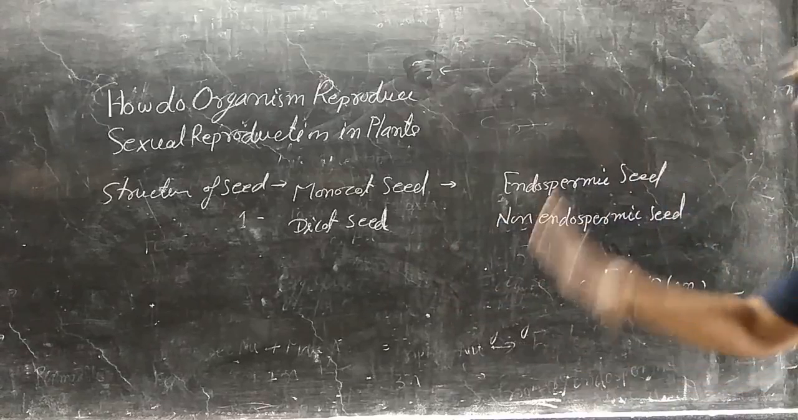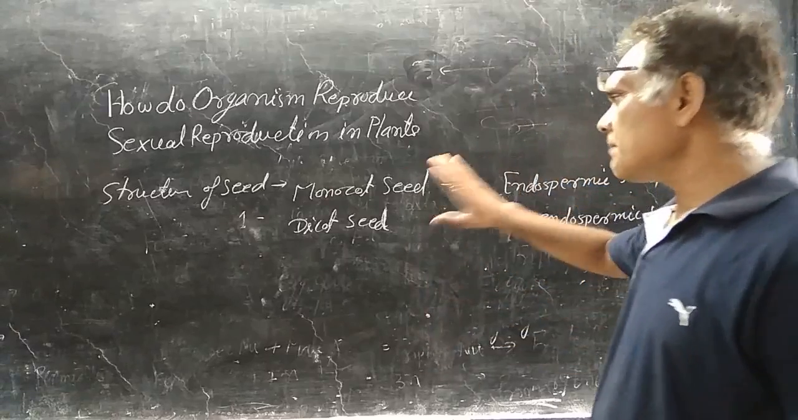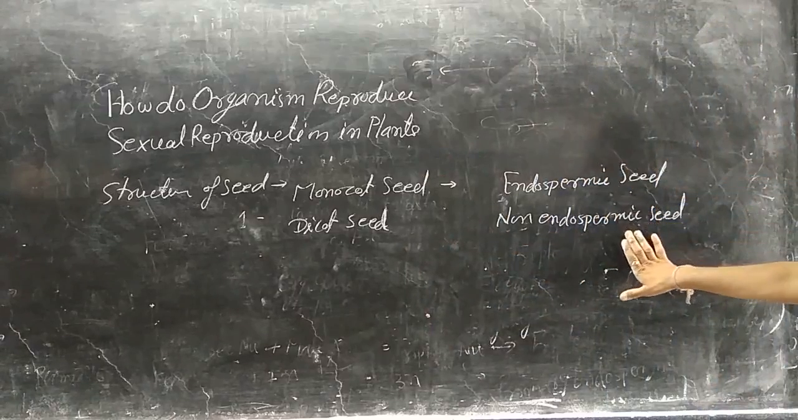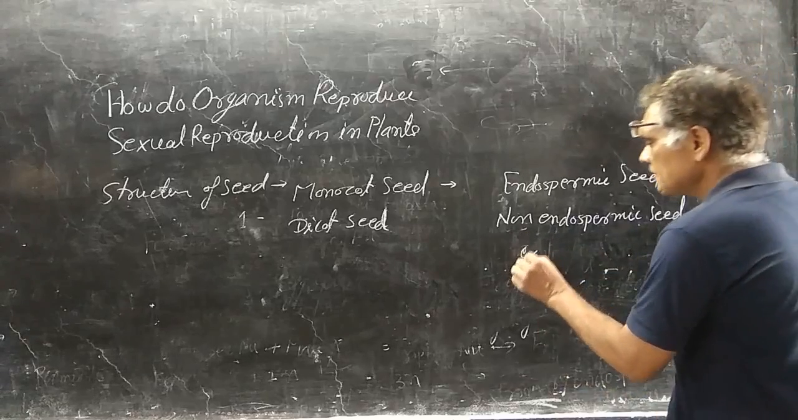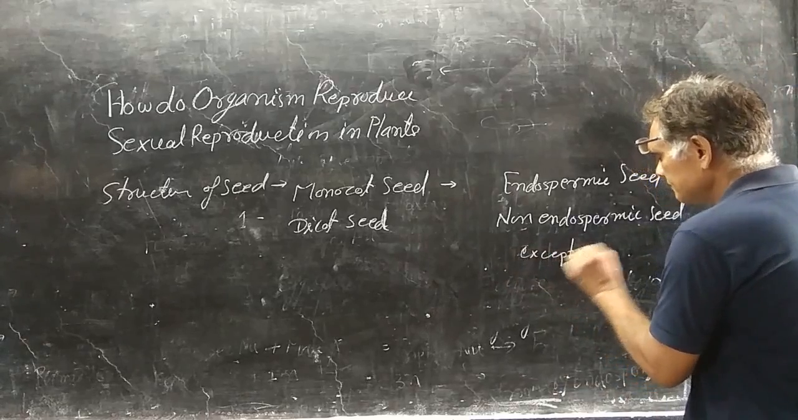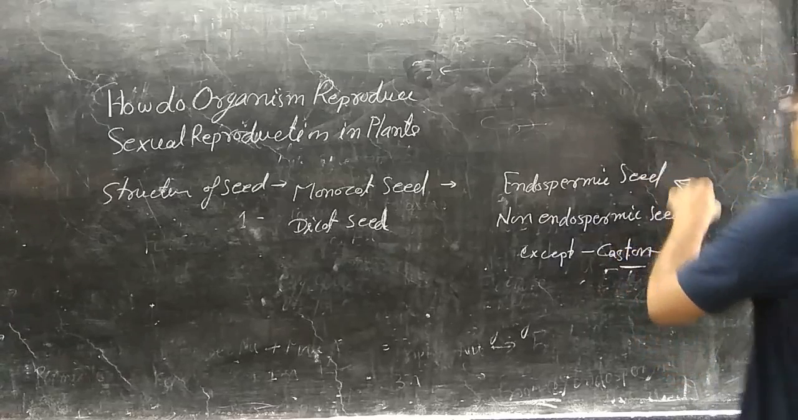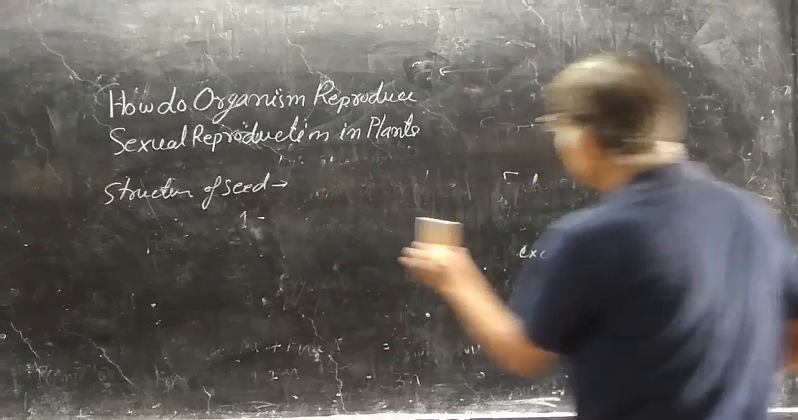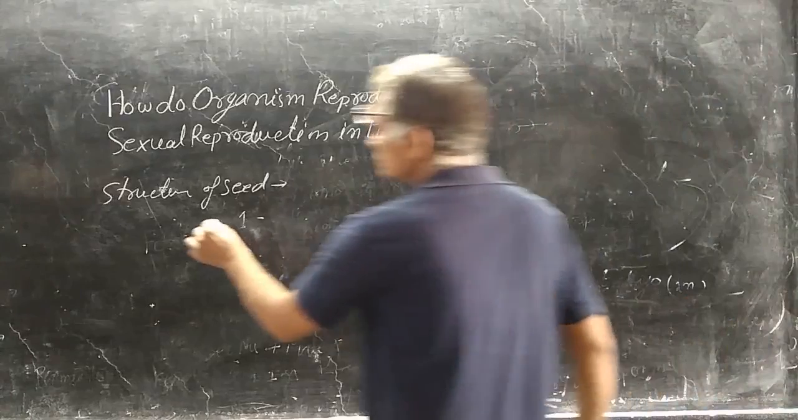Normally, not always and not all, but maximum monocots belong to endospermic seed and maximum dicots belong to non-endospermic seed, except castor. Castor is a type of endospermic seed. We can understand the structure of seed with the help of one seed, that is the gram seed.